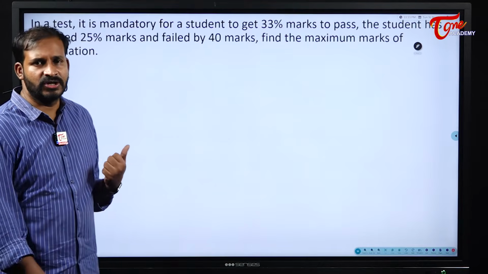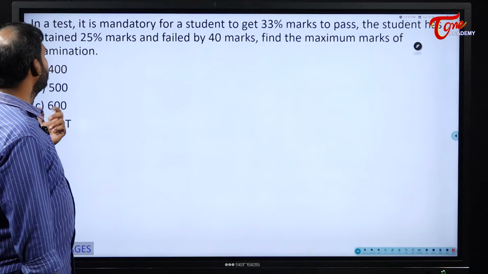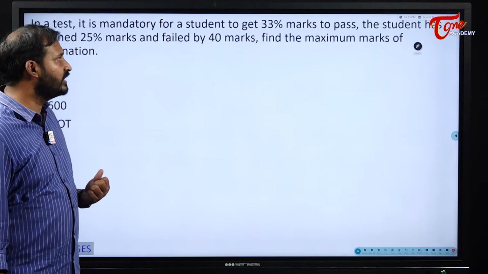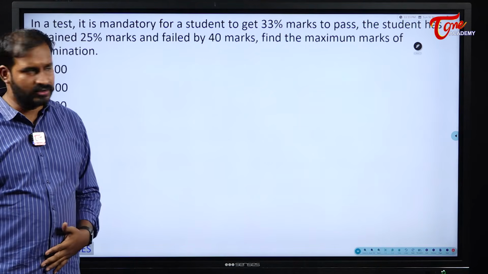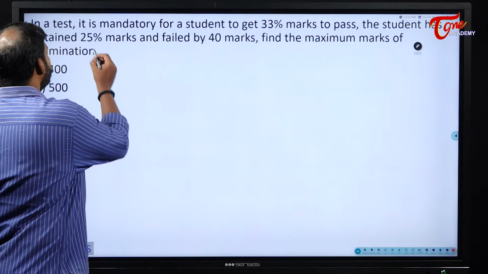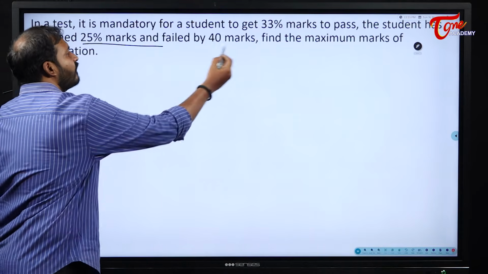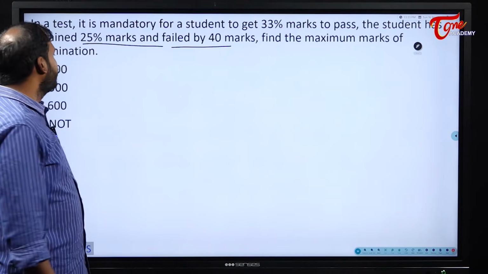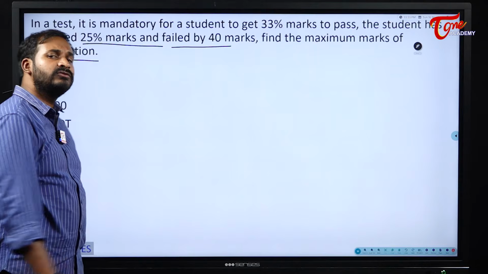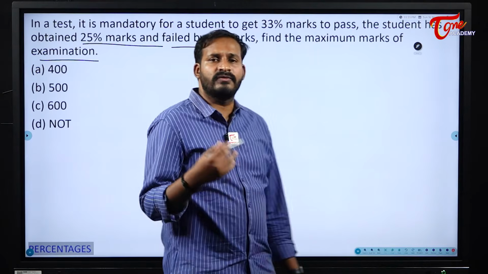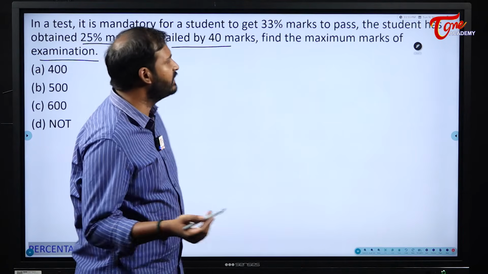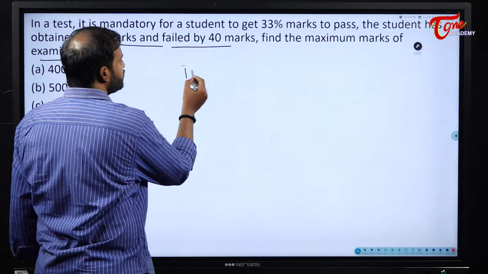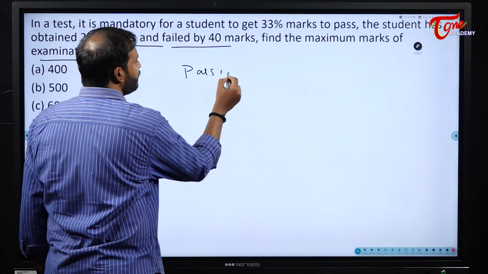This is a question based on examinations. In a test, it is mandatory for the student to get 33% marks to pass. The student has obtained 25% marks and failed by 40 marks. Find the maximum marks in the examination. Now, the student got 25% marks and he failed by 40 marks. That means from this concept, what can I write as my pass mark?